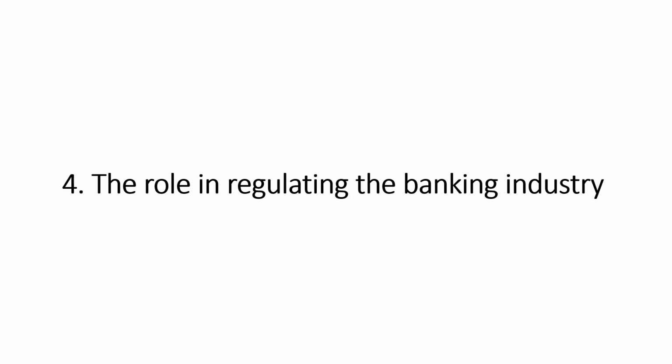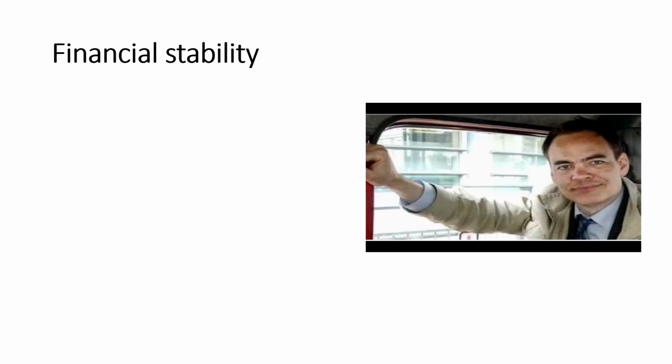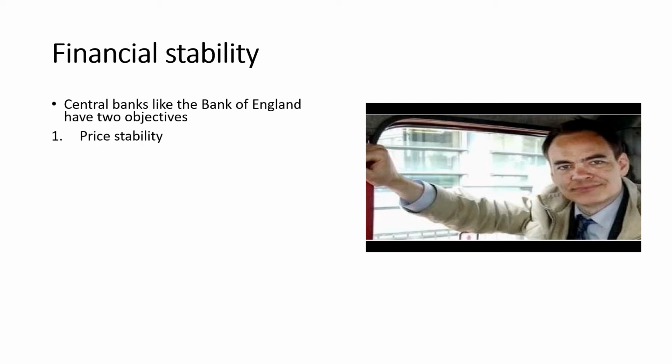In some countries, the central bank does this actively. In the UK, the Bank of England has set up a quango to do that role for it. So a bit of background information first. Central banks, like the Bank of England, have got two objectives. The first one is price stability, so keeping the rate of inflation, in the UK's case, to within a percentage point of a 2% central target.